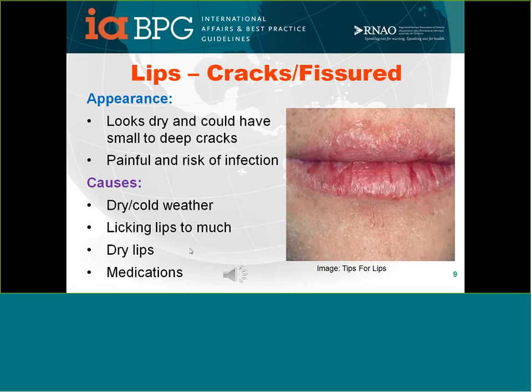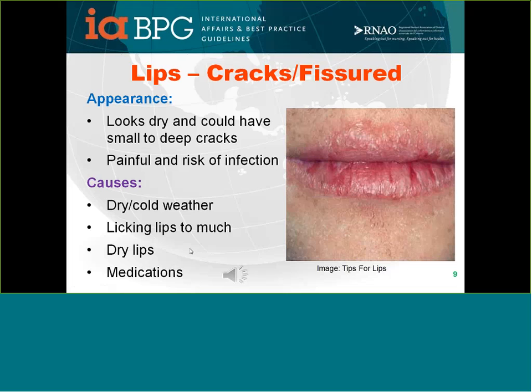Cracked lips will appear dry with shallow, steep cracks in them, which, if left untreated, might bleed. Some causes of cracked or fissured lips could include just dry weather, cold weather, or them just licking their lips too much. And if left untreated, though, they could become painful and infected.